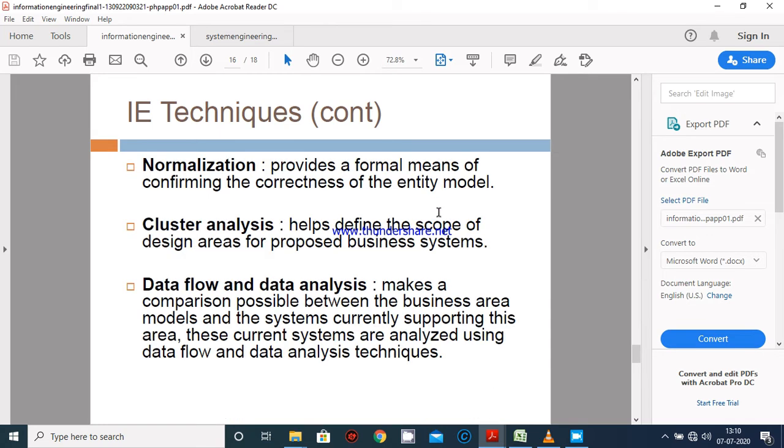Then the next technique is normalization. Normalization provides a formal means of confirming the correctness of the entity model. Next one is cluster analysis. It helps define the scope of design areas for the proposed business system. Next one is data flow and data analysis, which makes a comparison possible between the business area models and the systems currently supporting this area. These current systems are analyzed using the data flow and data analysis technique.